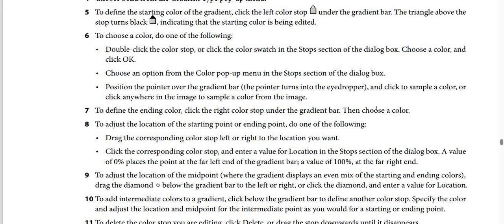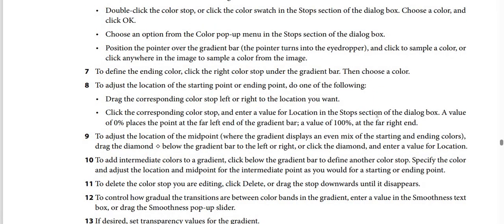And after that, position the pointer over the gradient bar, and the pointer turns into the eyedropper. Click to sample a color, or click anywhere in the image to sample a color from the image. Step number seven, to define the ending color, click the right color stop under the gradient bar and then choose a color. Step number eight, to adjust the location of the starting point or ending point, do one of the following. Drag the corresponding color stop left or right to the location you want. Or click the corresponding color stop and enter a value for location in the stops section of the dialog box.